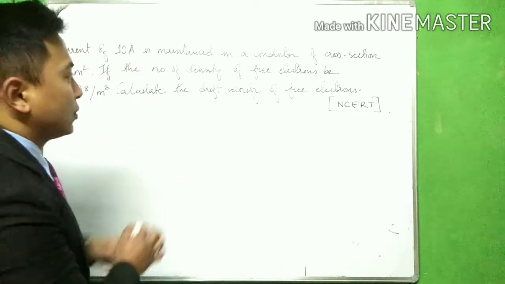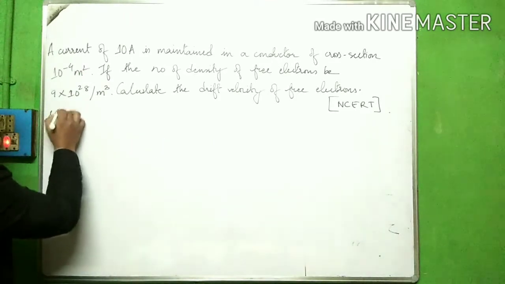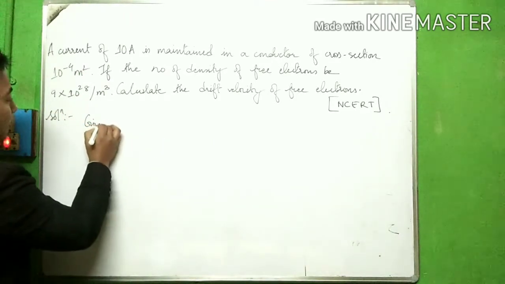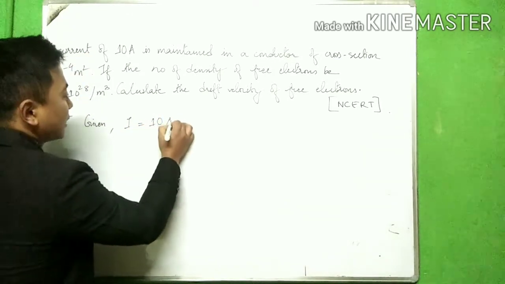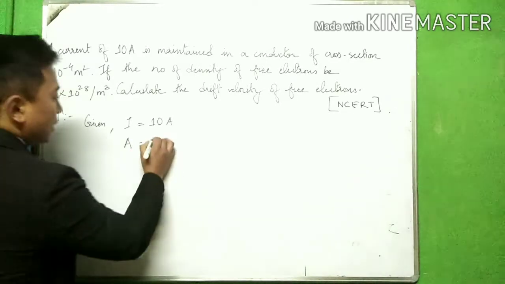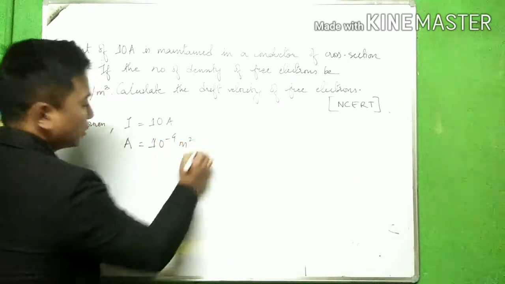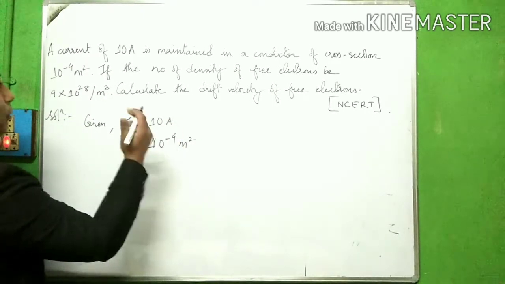So the relation between current and drift velocity is what we will use. Okay, so the solution. First write what is given. I is equal to 10 A, that is 10 ampere. A, that is capital A, is the cross section area of the conductor, 10 to the power minus 4 meter square. Check the units first, no conversion is needed. This is also in SI, this is also in SI.